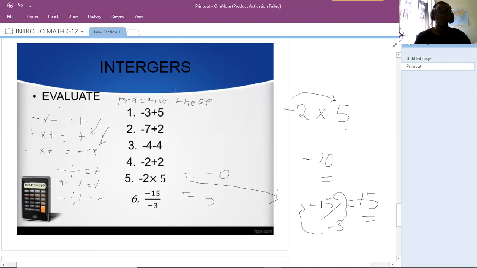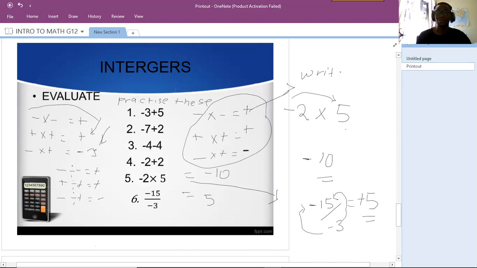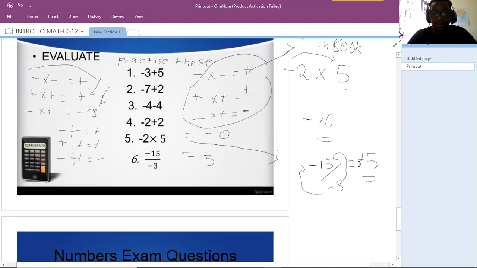So always follow this plus minus pattern. If you forget, they just say negative times negative, it's positive. Positive times positive, it's positive. And negative times positive, it's negative. This plus minus pattern, make sure you write it in your book so that you do not forget how to evaluate integers.